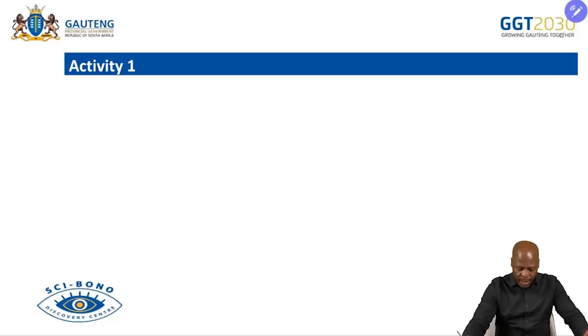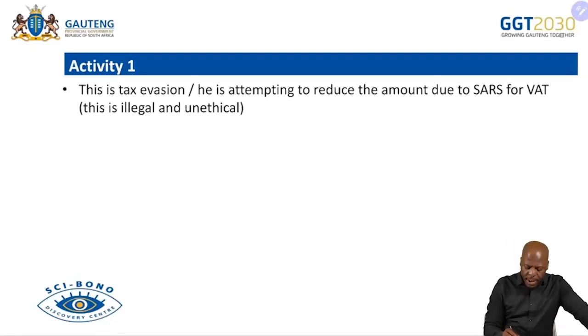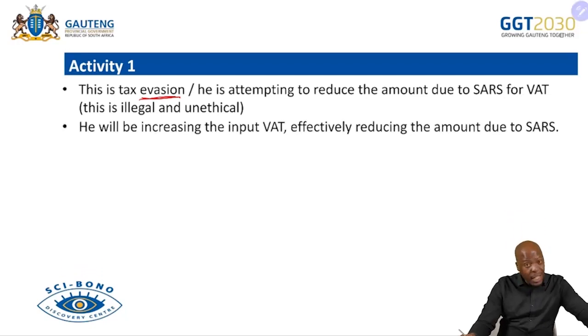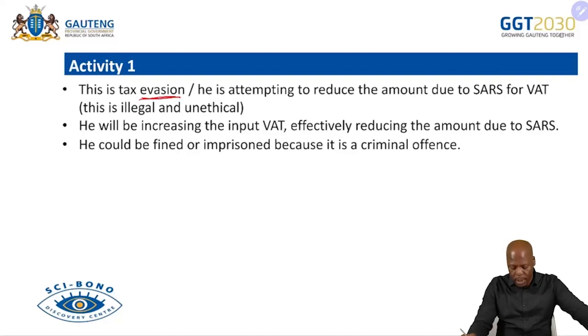Okay. Anyone? Let's see. Point number 1, this is what I would say. This, therefore, is tax evasion, okay? And he's attempting to reduce the amount due to SARS for VAT. This is illegal and unethical. Now, my next point is he will be increasing the VAT input. That is, effectively reducing the amount that he owes to SARS, amount due to SARS. He could be fined or imprisoned because it is a criminal offense.